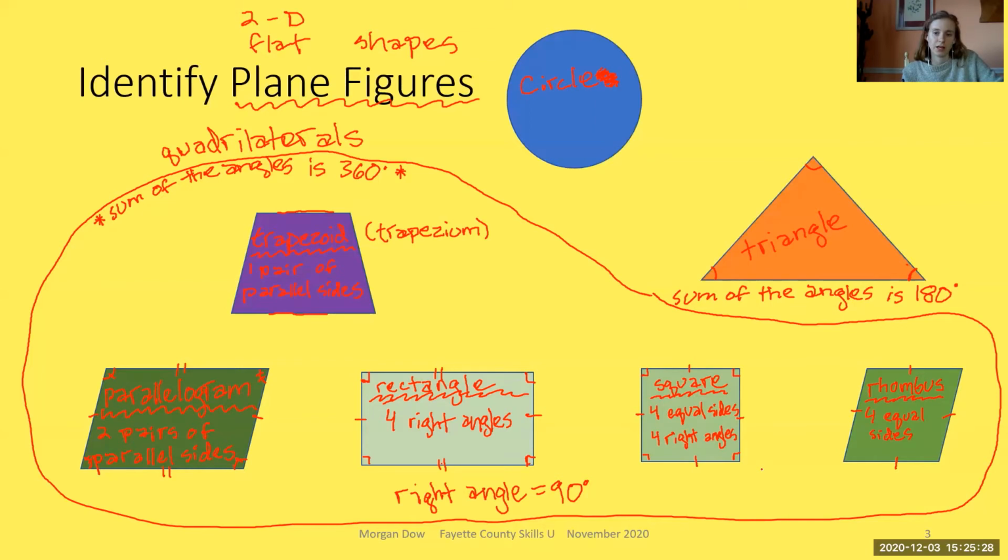You will find each of these appears on your formula sheet, your GED math formula sheet, except for the rhombus. The rhombus doesn't show up there, basically because anything you would need to do with the rhombus, you can do that with the formulas for a parallelogram.